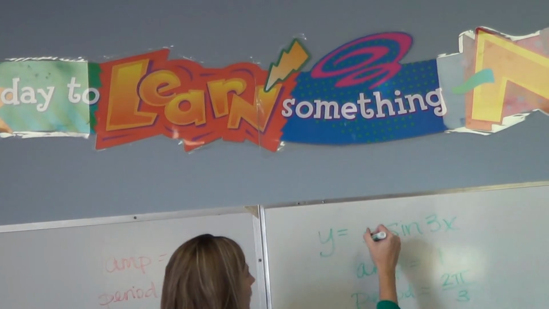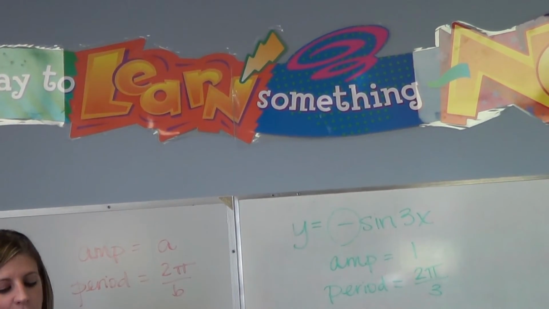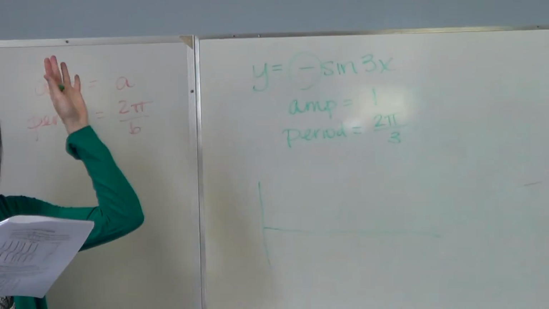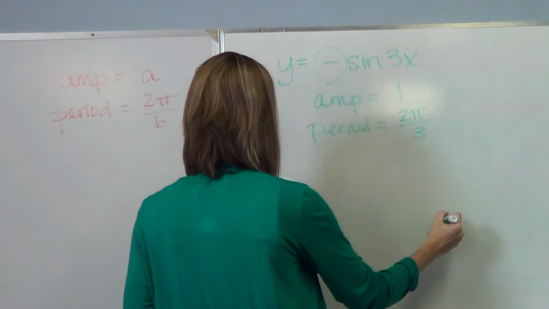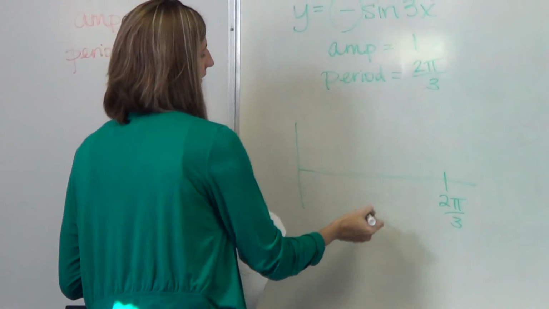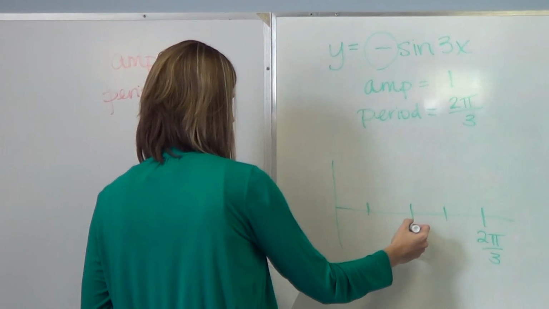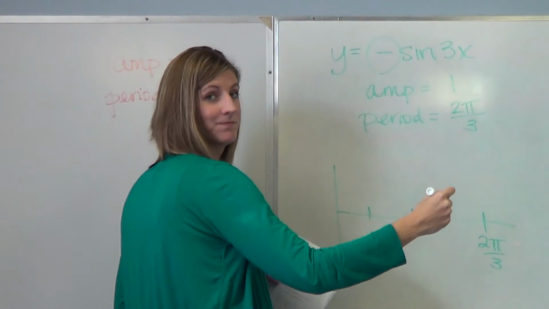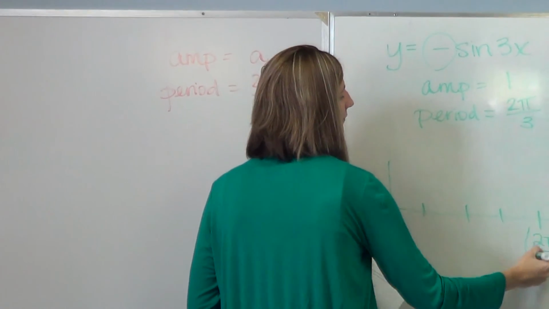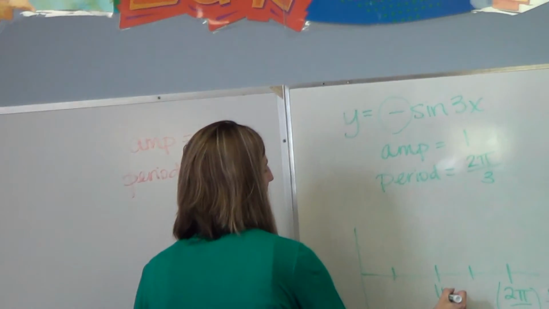But we do need to consider that this is negative, which means it's going to be a reflection about the x-axis. So instead of normally when it goes up and then down, this one's going to go down and then up. So we have 2 pi over 3. What would half of 2 pi over 3 be? Anyone? What's half of 2 pi over 3? It's pi over 3, right?